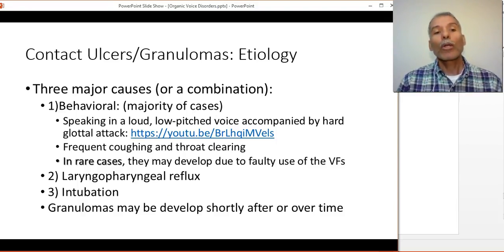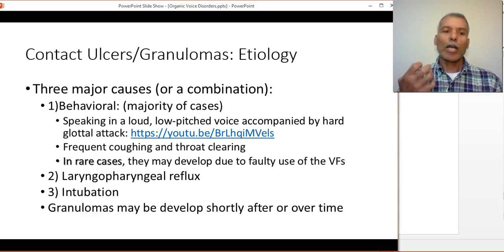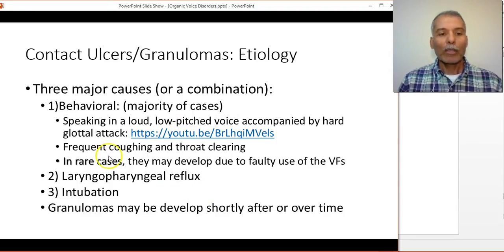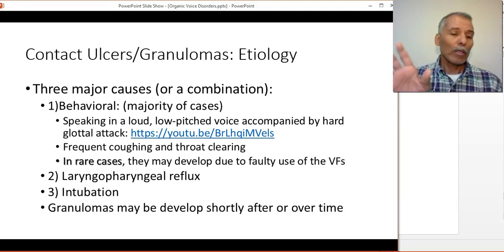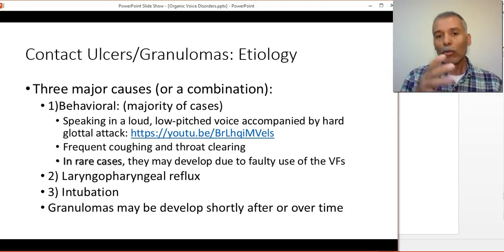In terms of etiology, there are three major causes, including number one, the behavioral. That's the majority of the cases, where the person has that personality and uses their voice in this kind of low pitch and speaks in a loud voice at the same time, and has that hard glottal attack. So these three, you need to eliminate them. And here's a video again that will show you exactly how these symptoms are. There's frequent coughing and throat clearing. And in some rare cases, these granulomas, contact ulcers, might develop in response to faulty vocal use. I mean, it is rare, but do not exclude that when you see it. You can always put all the possibilities. But the majority of these cases are caused by hyperfunction of the vocal folds.